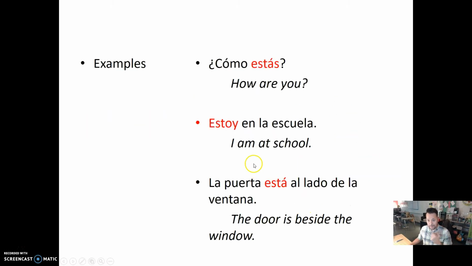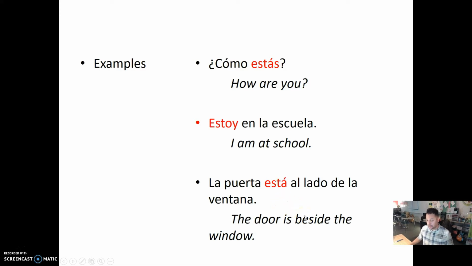Let's take a look at some examples. ¿Cómo estás? That's the informal way of saying, how are you? Estoy en la escuela. Location, location, location. I am at school. Yo estoy en la escuela. La puerta está al lado de la ventana. Once again, where something is located. The door is beside the window.